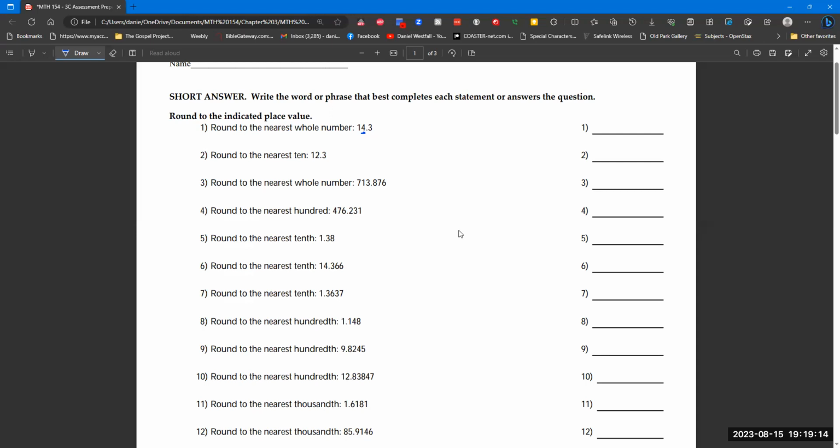The number is closer to... 14.3 is closer to 14 than it is to 15. So we're going to round down to 14.